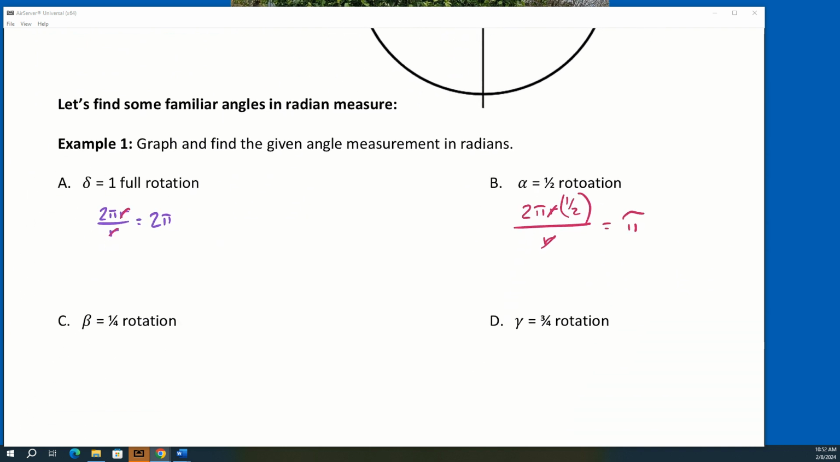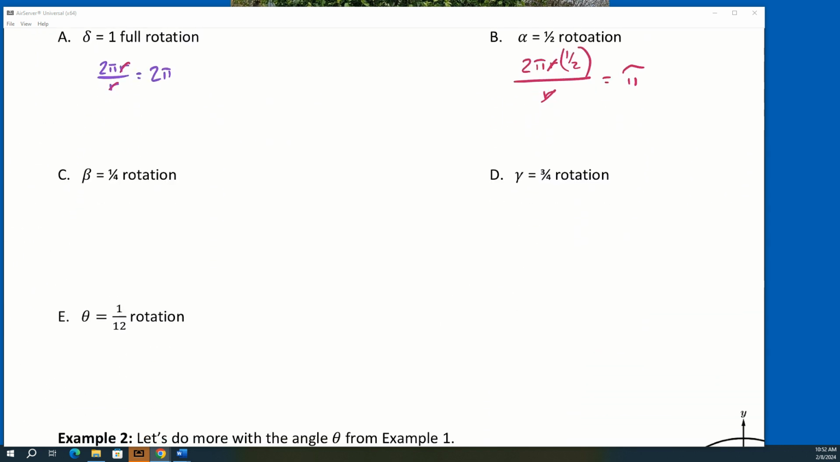Okay, let's keep going. Let's do a quarter of a rotation. So we take the arc length, which is going to be a quarter of 2 pi r, and divide it by the radius. If I multiply that, I get 2 pi over 4. What should that reduce to? One half pi, or pi over 2? All right, I'm going to go back. I'm going to graph beta.